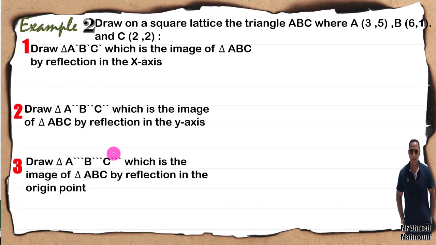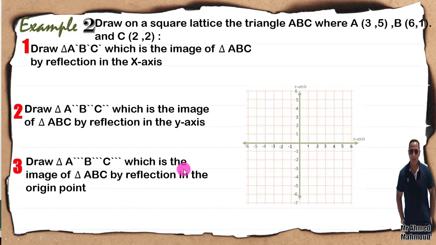Here, draw on the square lattice. The square lattice is the coordinate axis, x-axis and y-axis. Okay. Draw A, B, C, then draw its image by reflection in the x-axis, reflection in the y-axis, and reflection in the origin. Okay. So we are going to draw 4 triangles: the main triangle and its reflection in x, its reflection in y, and its reflection in the origin.